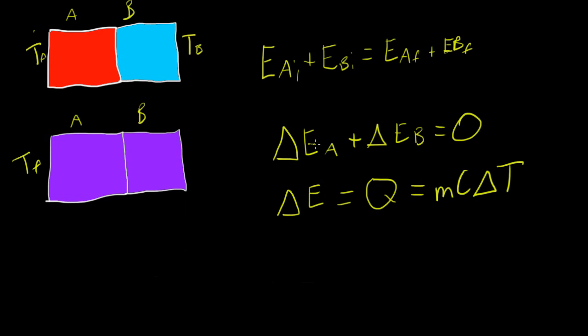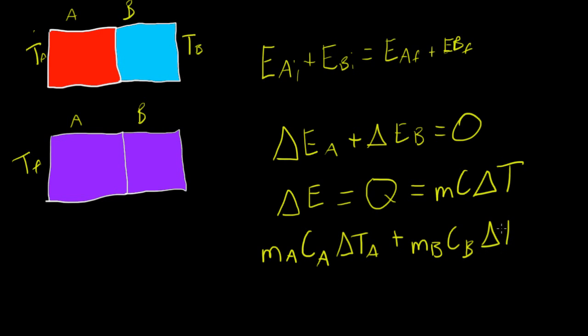Well, we can take these two ideas together, and instead of change in energy of A, we can write mA cA delta T A plus the mass of B, the specific heat of B, times the change in temperature of B equals 0. See, we just put this in there. So there's our fundamental equation. So I'm going to move this.